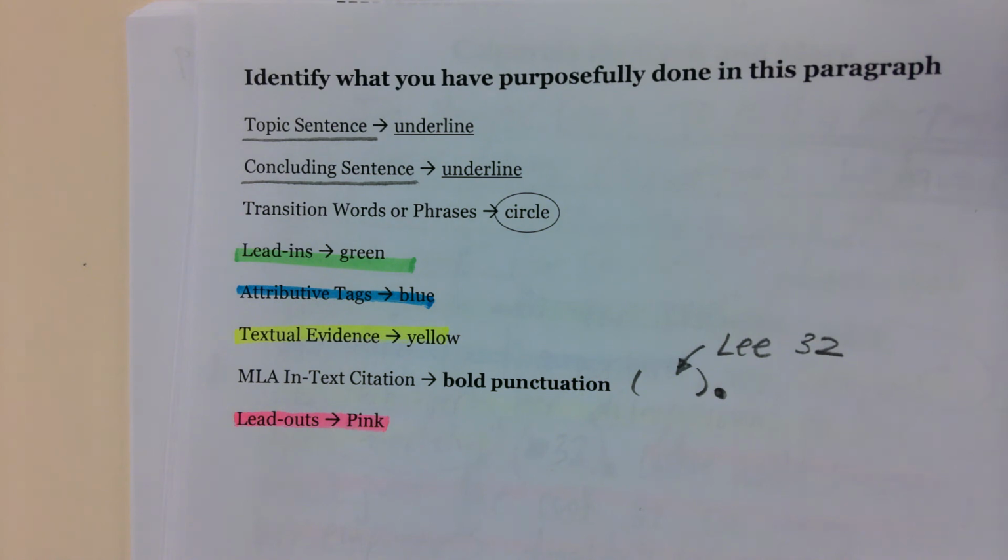So get to it. Obviously, you need your highlighters. You need something to write with. And based on this key, mark up your Calpurnia paragraph as best as you can. What concepts are you already using? Good luck.